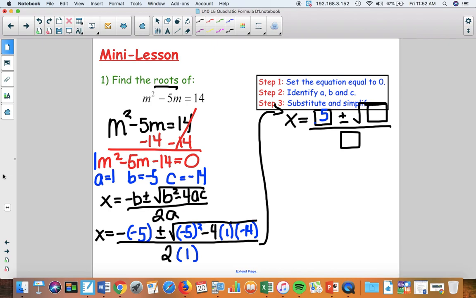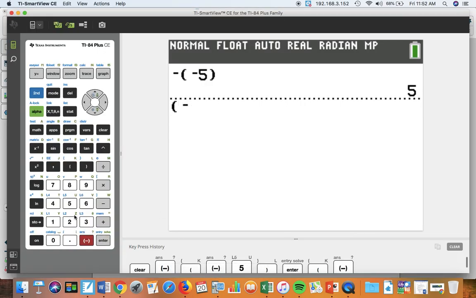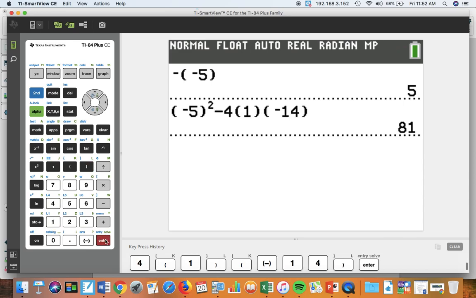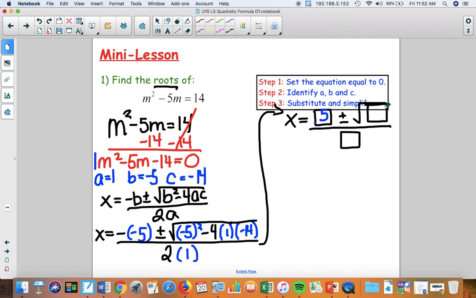Now let's see what goes under the radical. To figure out what goes under the radical, we're going to type in everything that's underneath the radical. So we have parentheses negative 5, close parentheses squared, minus 4, parentheses a, which was 1, and c, which was negative 14. And we get 81. So in this box under the radical, we're going to put an 81. Now the number in here, we have to do 2 times 1, which is just 2.